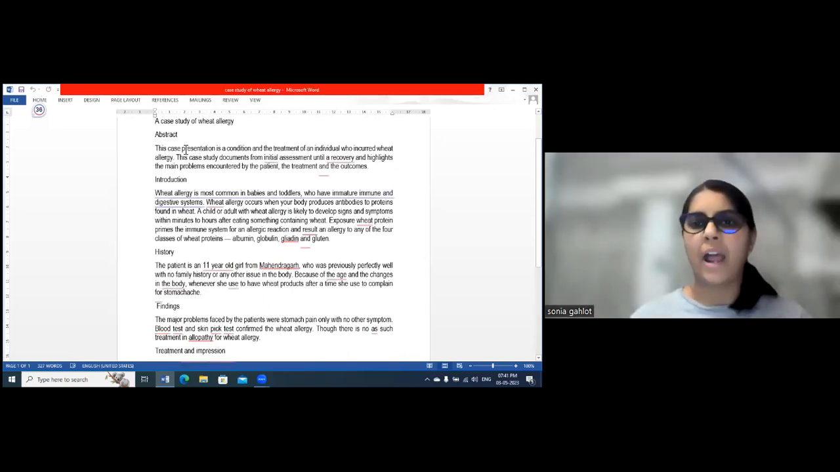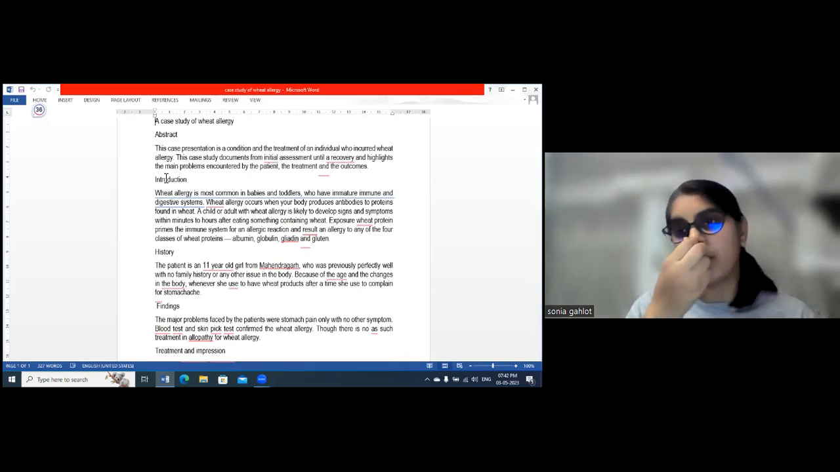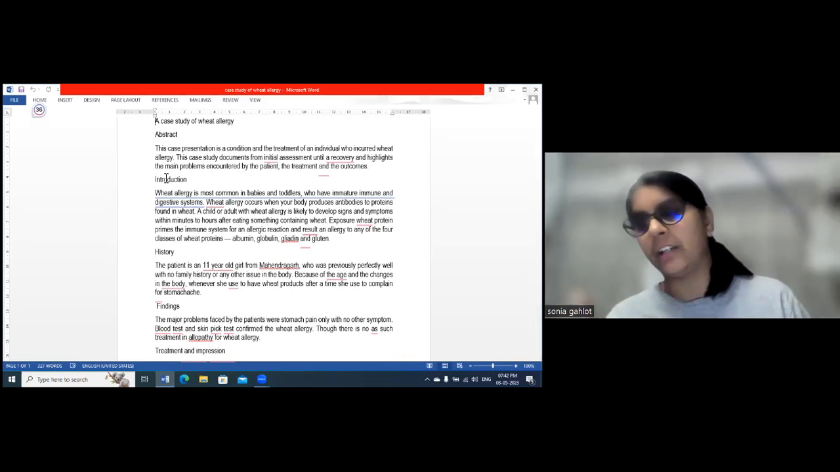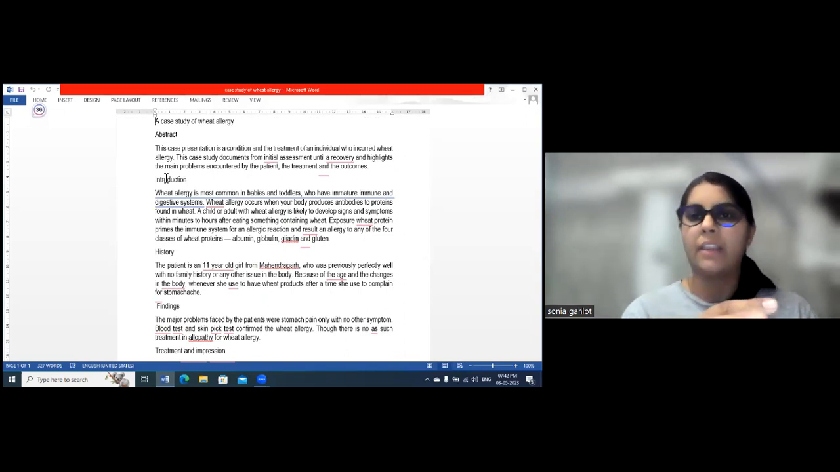So in this abstract is basically what I'm representing. This is a case study regarding the wheat allergy and what are the various problems that have been encountered by the patient. The patient is Chavi, and what was the treatment and the outcomes of that particular treatment.